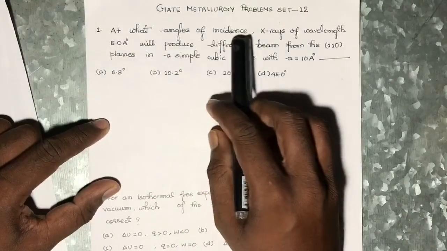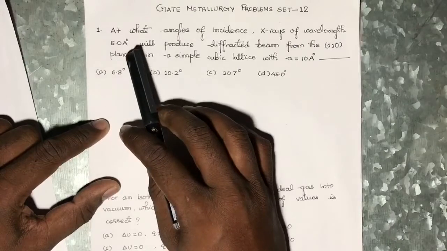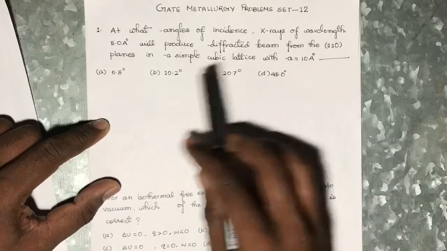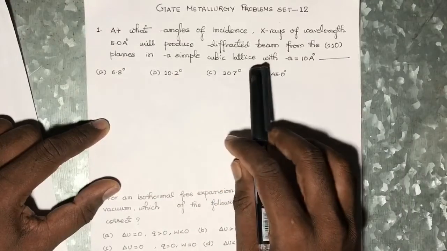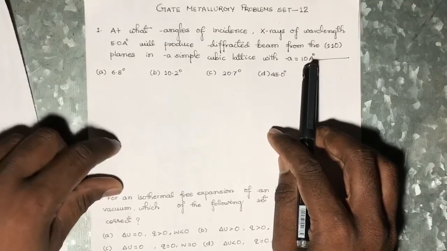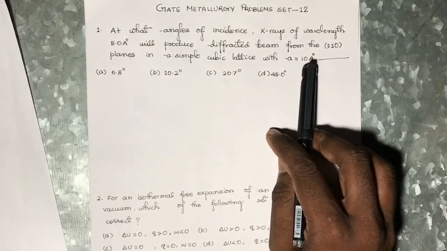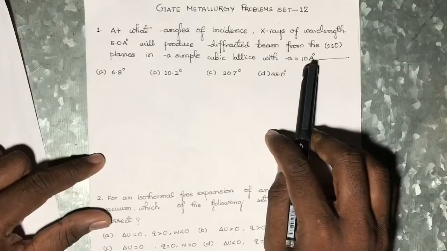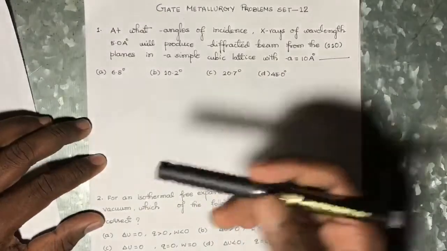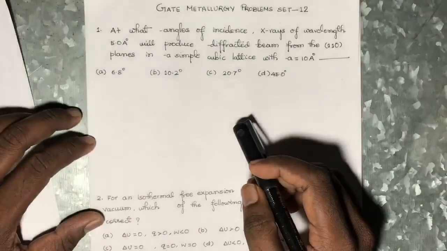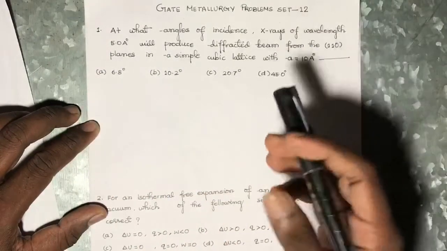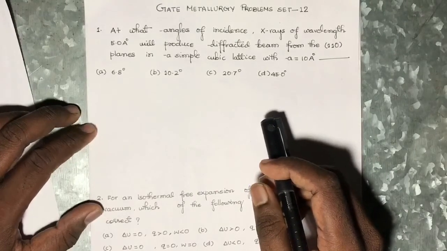At what angles of incidence will X-ray of wavelength 5 angstrom produce a diffracted beam from the 110 planes in a simple cubic lattice with lattice parameter a 10 angstrom? So basically we have to find the angle for the first, second, third order of reflection in this case, and we have to match with the angle of the first or second or the third angle of reflection.